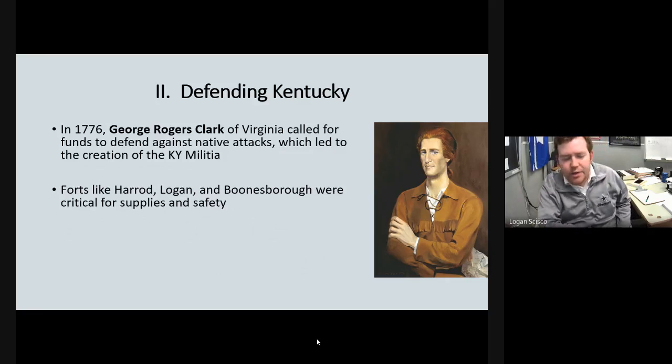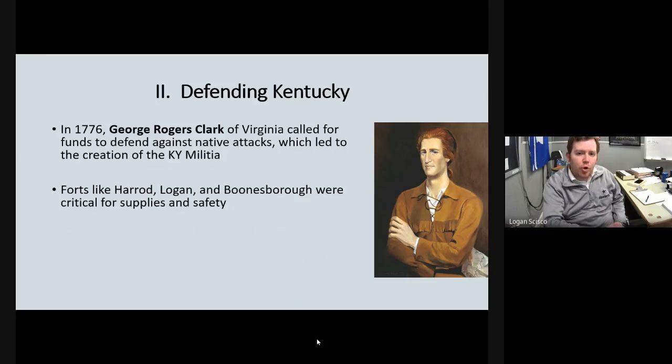In addition to that, the defense of Kentucky largely fell to three different forts in this period. Fort Harrod, which is located in Harrodsburg, Fort Logan, which is located close here to Stanford, and then Boonesboro, which is located in modern-day Richmond. There were other forts located in Kentucky as well, like Bryan Station, one of the larger forts, located near Lexington. That's where Bryan Station High School gets its name.